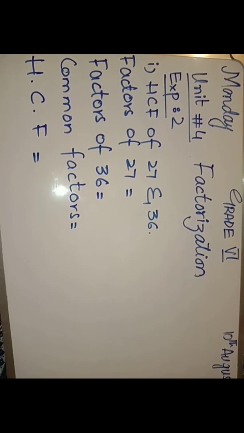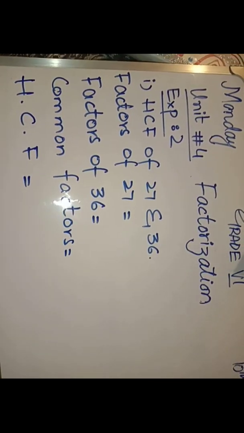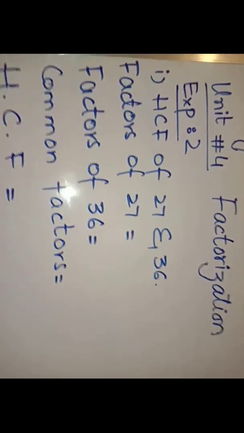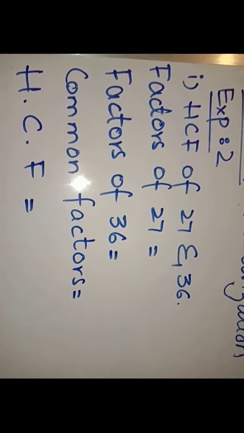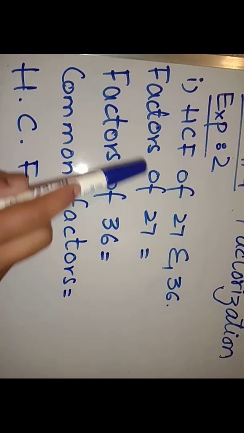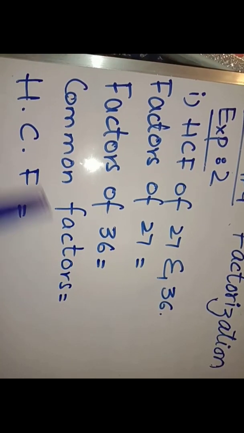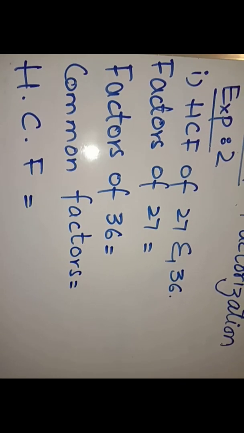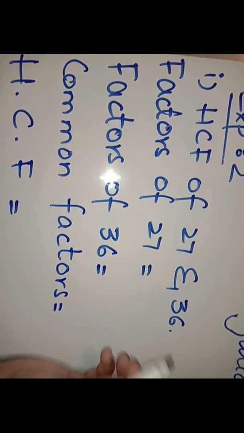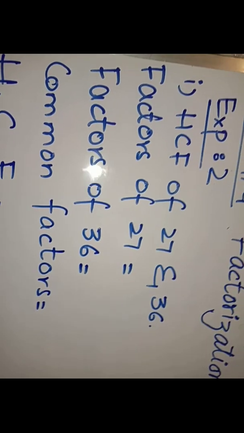Moving towards example 2 from page number 47. We have to find HCF of 27 and 36. First of all, we have 4 steps for finding HCF. Factors of first number, factors of second number, then we will find common factors, then we will write HCF. What are factors of 27? Means on what numbers gives answer 27.